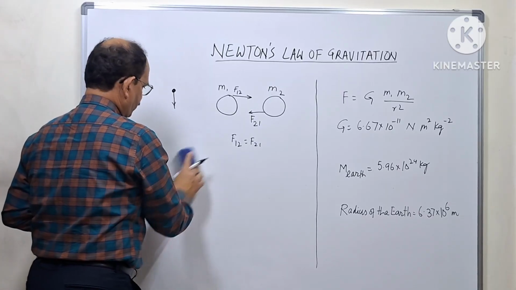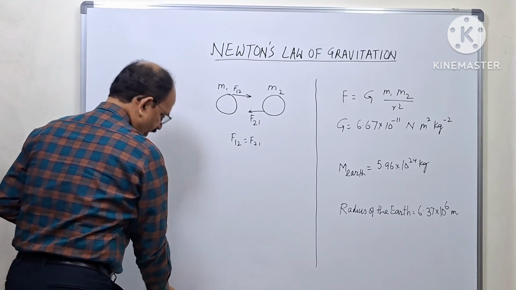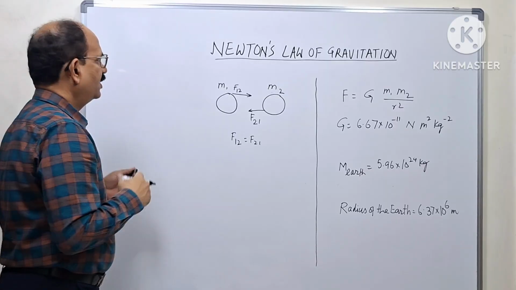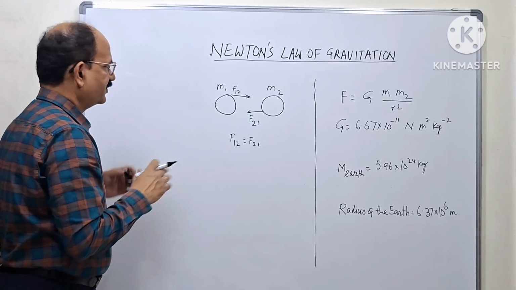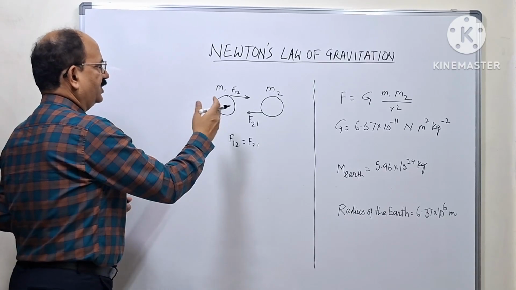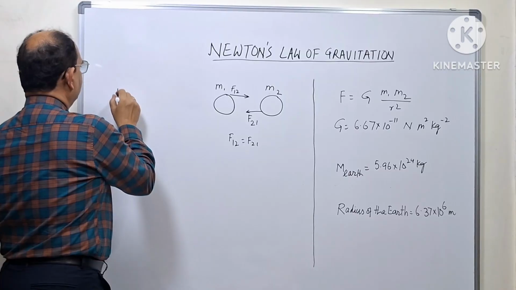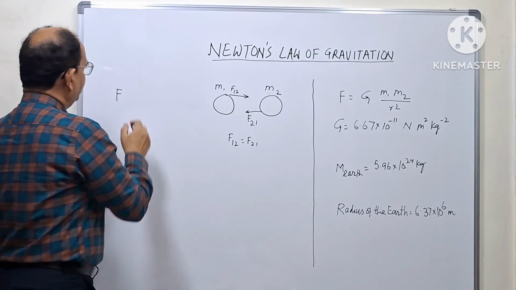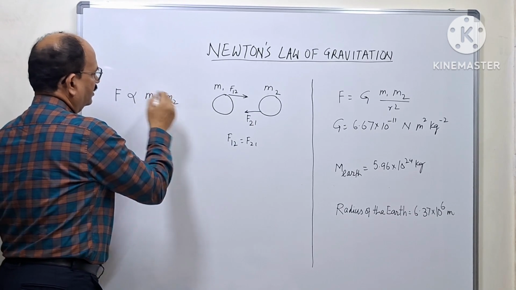Now, whatever force two objects apply on each other, with which they attract each other, that is governed by Newton's law of gravitation. So Newton proposed, after his elaboration of this concept of two objects attracting each other, that the force of gravitation, which is an attractive force, is proportional to the multiplication of the masses of the objects.